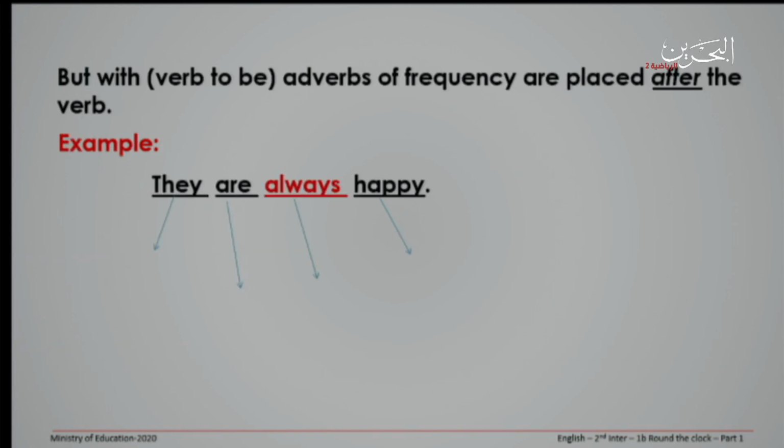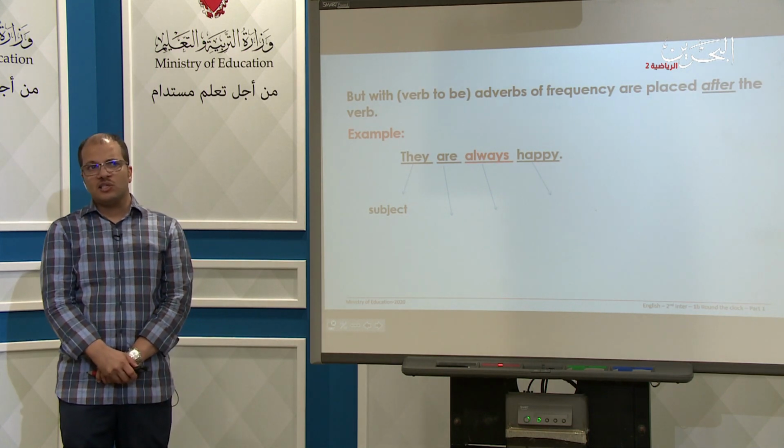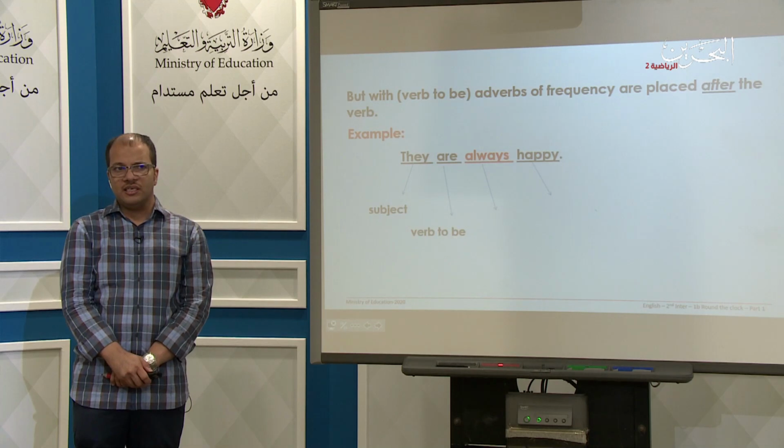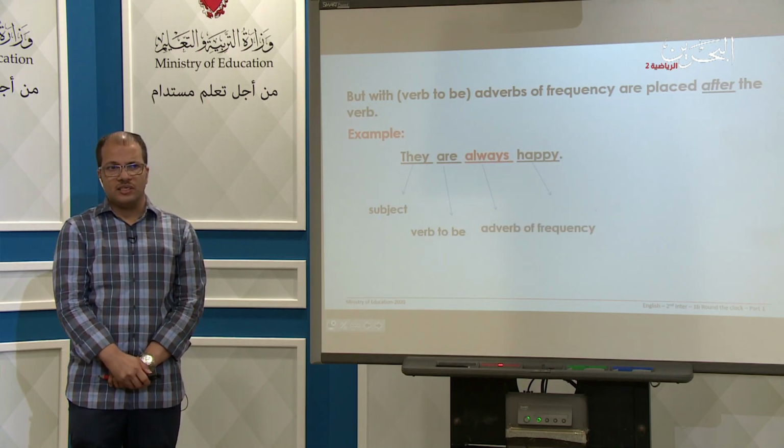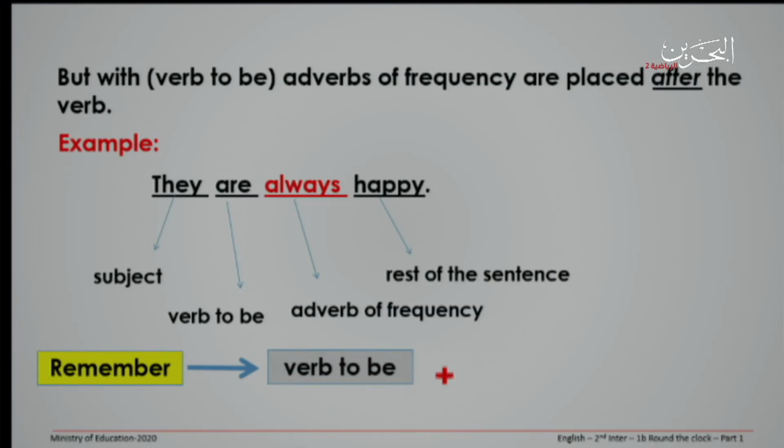In the case of verb to be, adverbs of frequency are placed after the verb. For example, they are always happy. They is the subject, are is the verb to be, always is the adverb of frequency, and happy is the rest of the sentence. Don't forget that the verb to be here comes before the adverb, and the adverb comes after the verb to be.